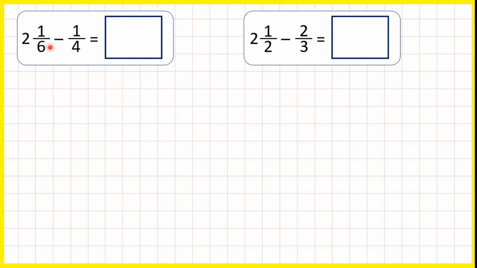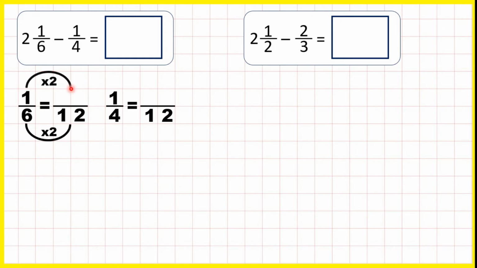2 and 1/6 minus 1 quarter. So when we're subtracting fractions, we need our denominators to be the same. 12 is in both the 6 and the 4 times table, so we can use 12 as our common denominator. 6 times 2 is 12, 1 times 2 is 2. Now 4 times 3 is 12, 1 times 3 is 3. So we can rewrite our question.